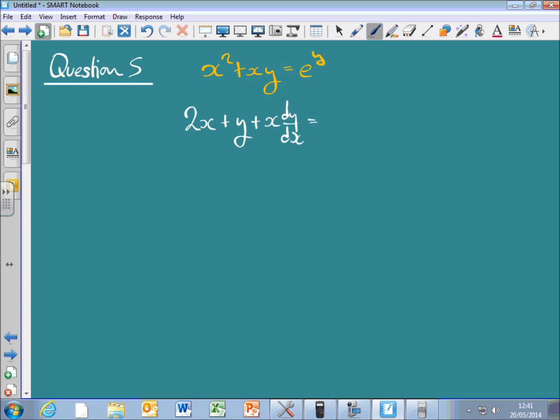And then I do implicit differentiation on this e to the y. And when I differentiate e to the y, I get e to the y. But then I have to multiply it by dy/dx. And that's it, it's been differentiated.